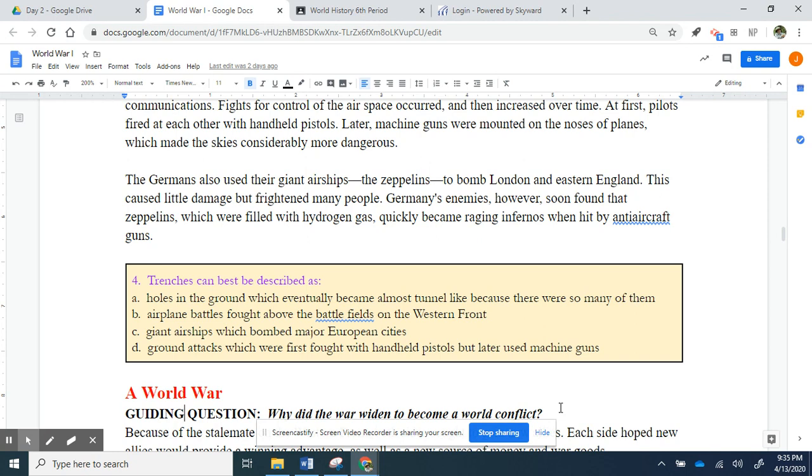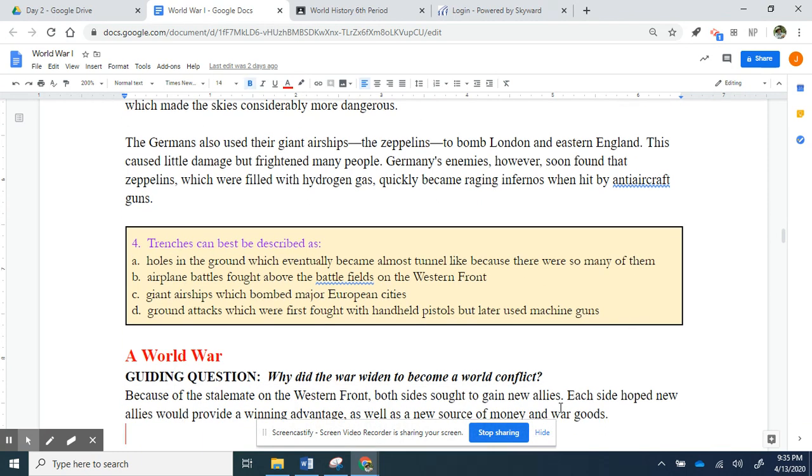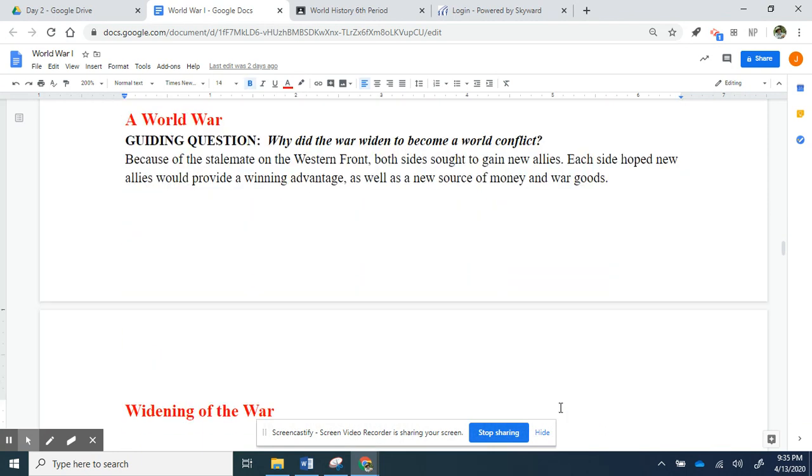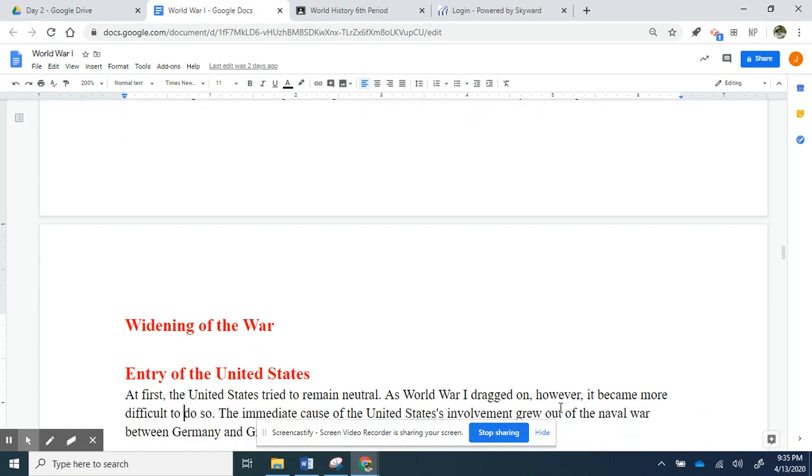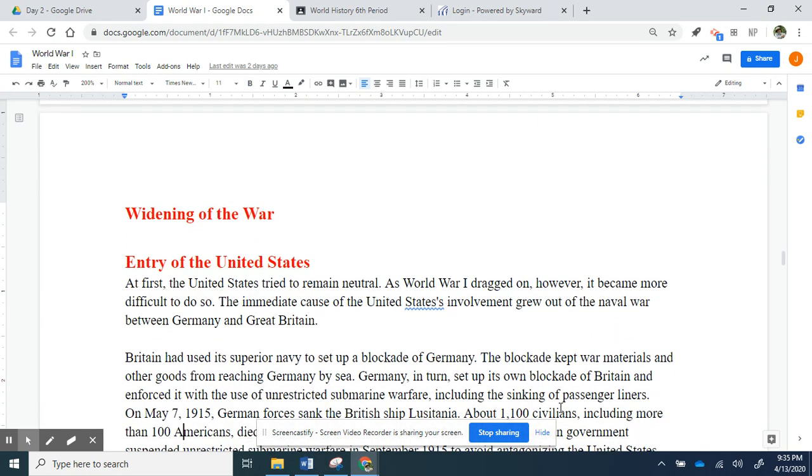A world war. Guiding question: Why did the war widen to become a world conflict? Because of the stalemate on the Western Front, both sides sought to gain new allies. Each side hoped new allies would provide a winning advantage as well as a new source of money and war goods. Widening of the war. Entry of the United States.